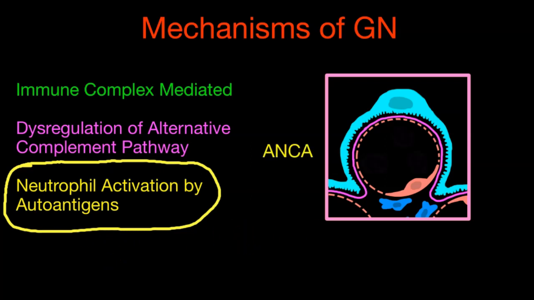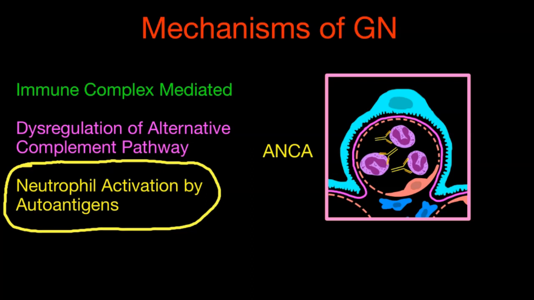So the final major mechanism of GN worth mentioning is through neutrophil activation by autoantigens. So you may have heard of some of these diseases before, and these diseases involve what we call ANCAs, anti-neutrophil cytoplasmic autoantibodies. And so here's how they work. Here are circulating neutrophils just sort of minding their own business, not causing any trouble, but in the presence of ANCAs, these anti-neutrophil cytoplasmic autoantibodies, they bind to certain autoantigens on the neutrophils. And when this happens, the neutrophils become abnormally activated.